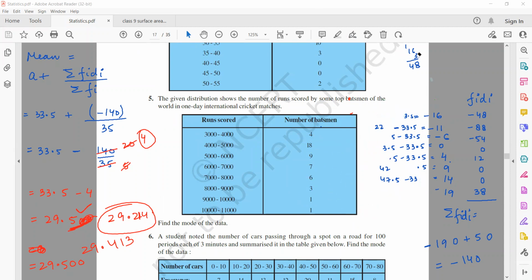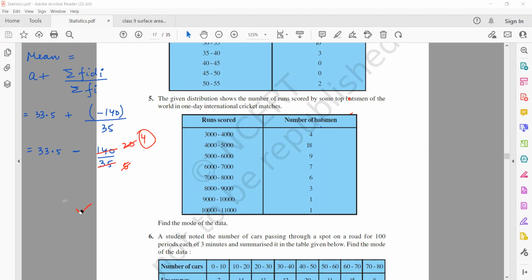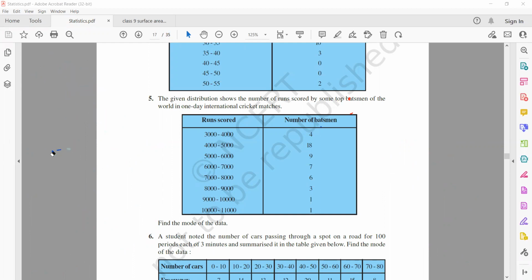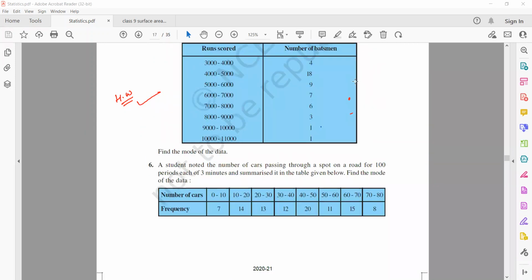See, Martin, I've already solved so many questions and the method will remain the same for every question. But unless you solve it, you will not be able to remember it. And don't use a calculator. No one will keep a calculator while doing statistics. Understand? Everything by hand you have to practice. Okay, now question number 5, homework. Then next, question number 6, okay, 2 questions are there. That's your homework. You have to complete the exercise now.